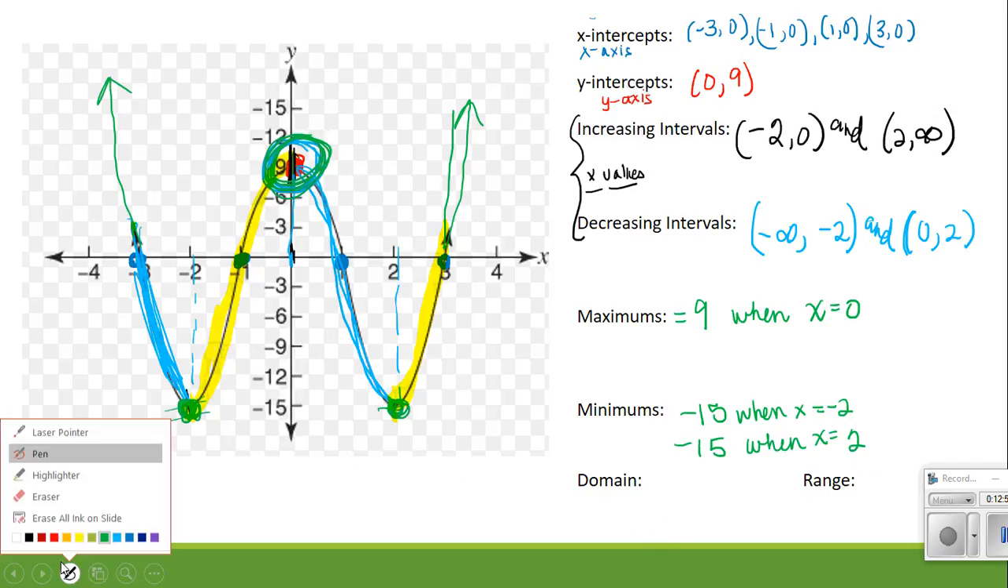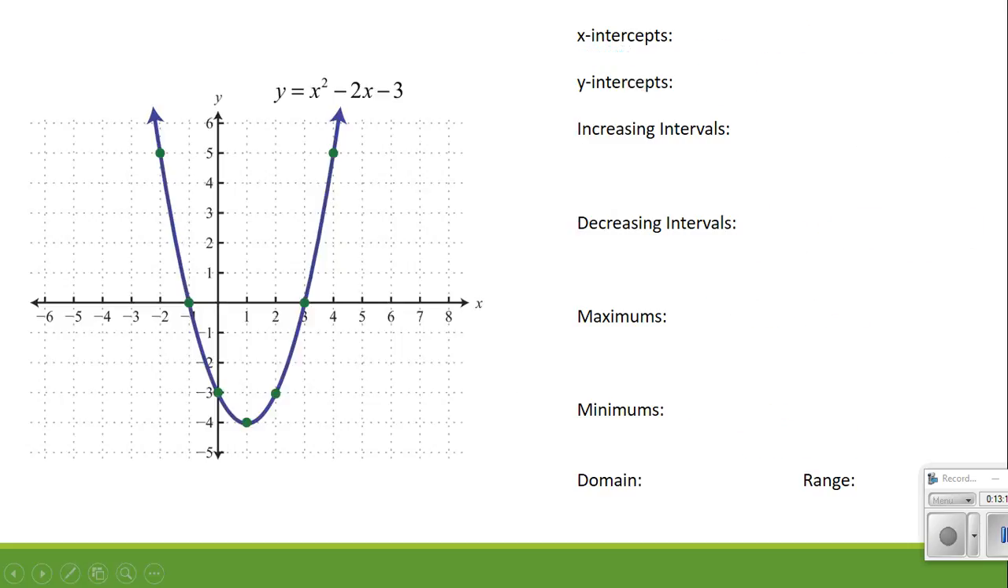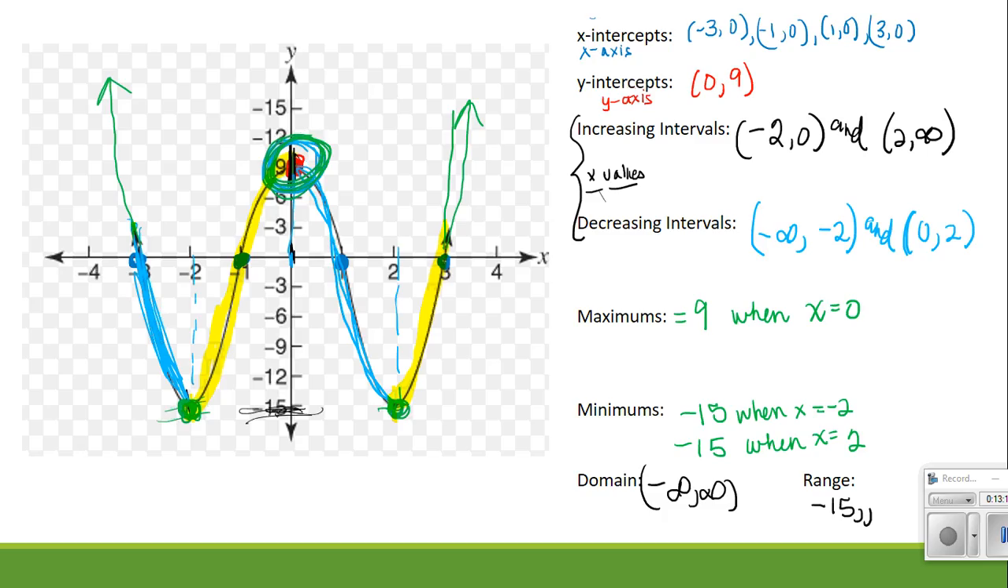Now what's the domain? This should be easy. On the left, I run into an arrow. On the right, I run into an arrow. So -infinity to infinity. Range, lowest value, close up my booklet, and I'd run into -15 all the way to +infinity.